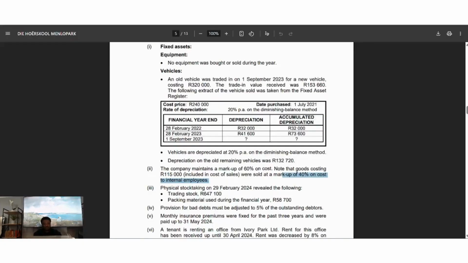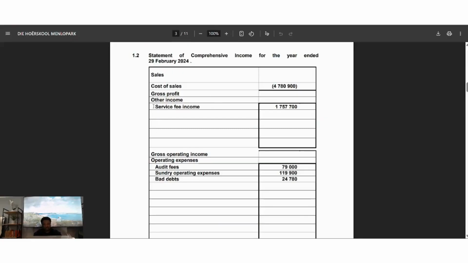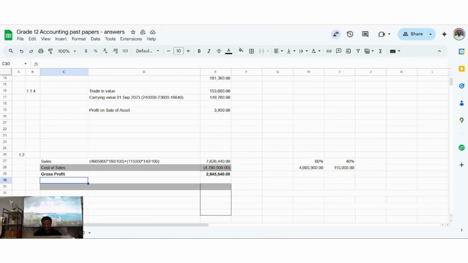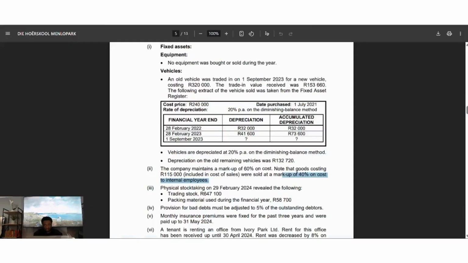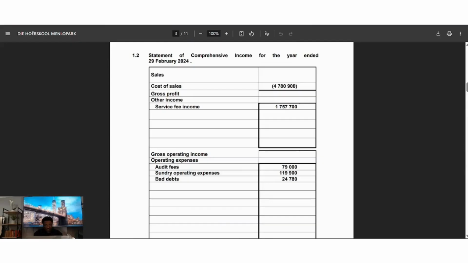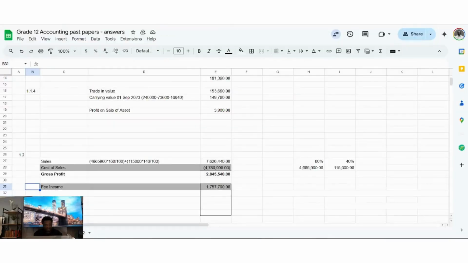And then we'll move to the next part of our statement of comprehensive income, which is other income, and we have service fee income to start with, which is 1,757,700. So I'm going to start there. 1,757,700. Yes, and that is fee income. All right, it's fee income, service fee income. Okay, it's fine. All right, so that's our other income.